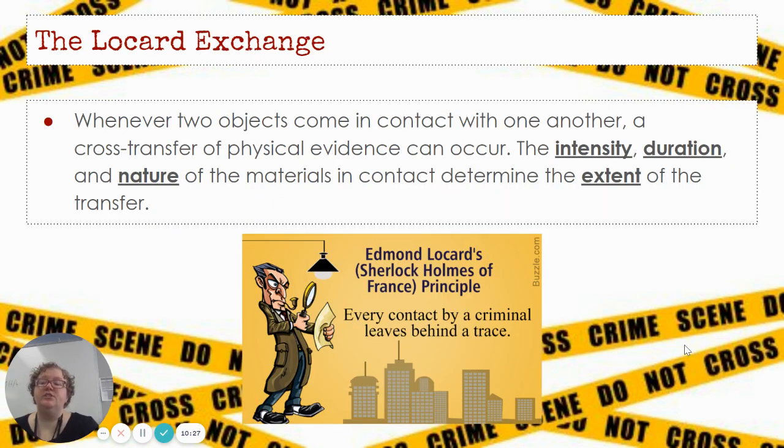The evidence collection is based on something called the Locard exchange. The Locard exchange principle says whenever two objects come in contact with one another, a cross transfer of physical evidence can occur. The intensity, duration, and nature of the materials in contact determine the extent of the transfer. So that basically means when a criminal is in a place, there will be some sort of transfer of evidence that happens.